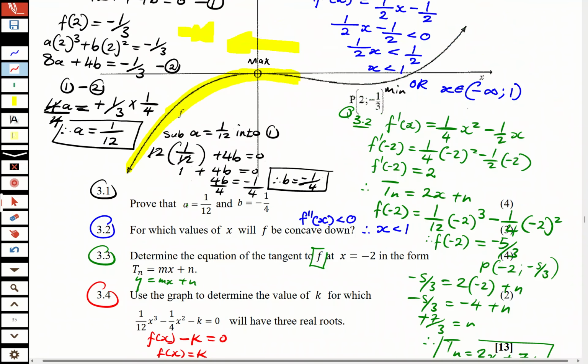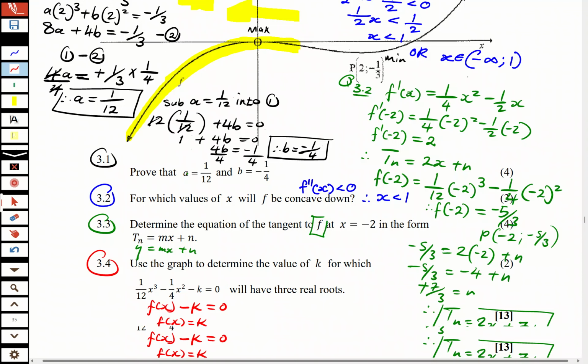So they're asking, where are we going to have three roots? Three roots when y is equal to k, or I can say f of x is equal to k. This is the intersection of what? Of your function f of x with k. So the roots of this equation are going to be the intersection of f with k.